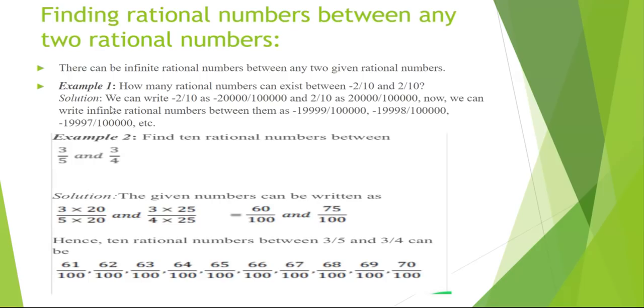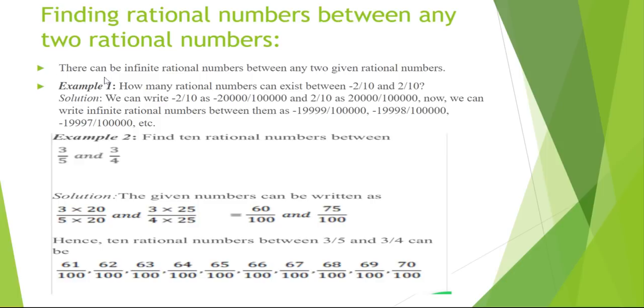Now we'll be finding rational numbers between any two rational numbers. First of all, you should be sure how many rational numbers actually lie between any two given rational numbers. So the answer is infinite rational numbers. There's an example here also.